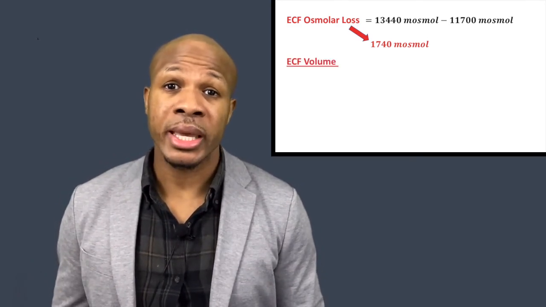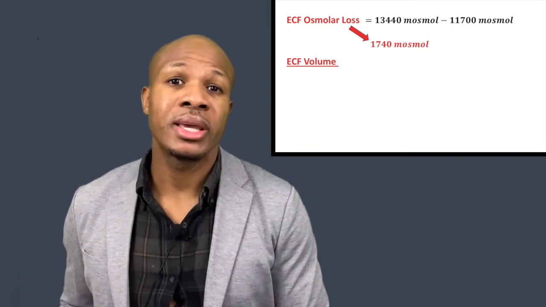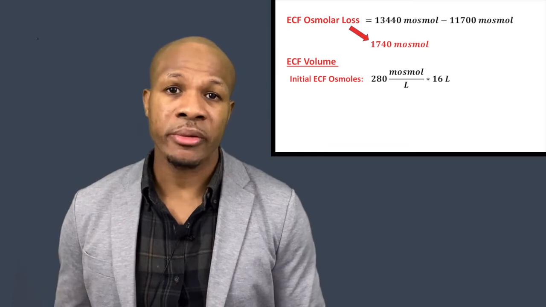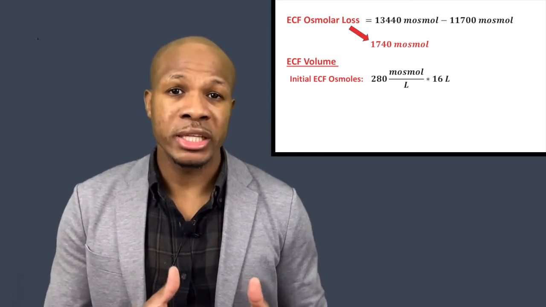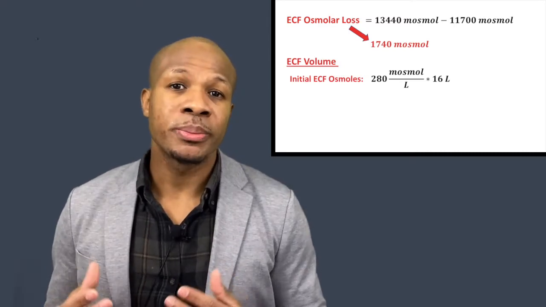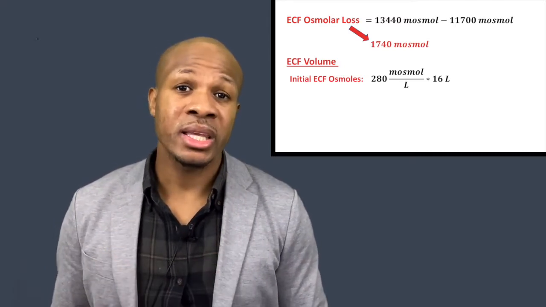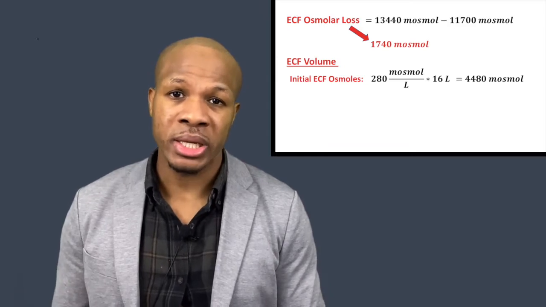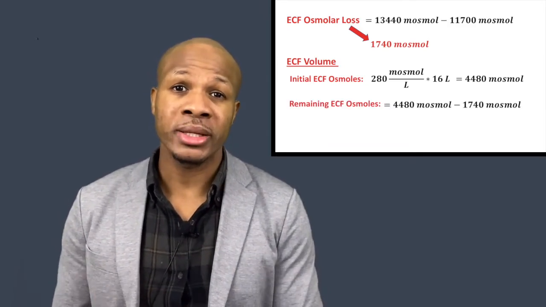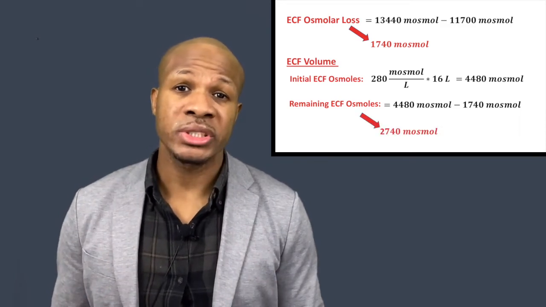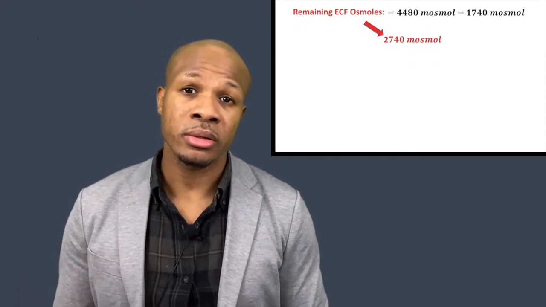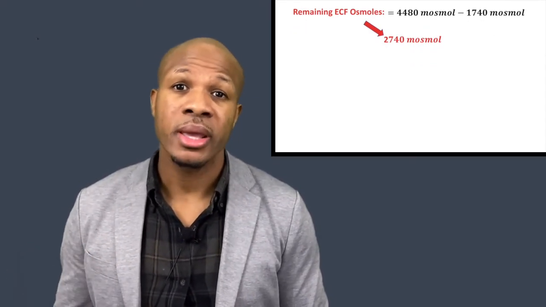So let's take a look at how many particles we had to begin with in the extracellular fluid compartment. Okay, so initially the osmolarity of the body was 280, and the initial volume in the extracellular fluid was 16 liters. So we multiply 280 times 16, and that gives us 4,480 milliosmoles. So now we take the difference between 4,480 and 1,740, and this difference comes out to 2,740 milliosmoles. So that is the amount of particles that remain within the extracellular fluid after the incident.